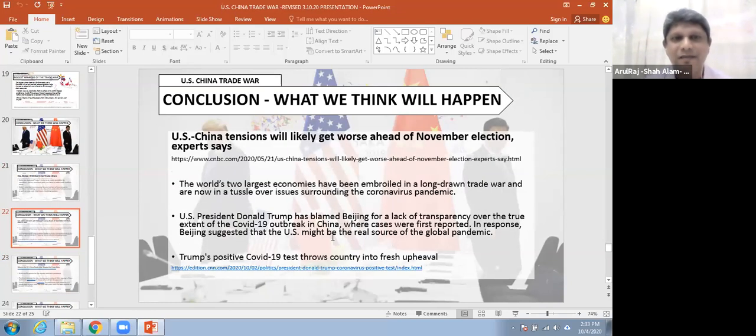Next. Conclusion: US-China tension will likely get worse ahead of the November election. That is merely because US President Donald Trump has always blamed Beijing for the lack of transparency about the extent of the COVID-19 outbreak, where the cases were first reported. And worse still, Trump's positive COVID-19 test throws the country into fresh upheaval. Very soon, sir. Okay, next.